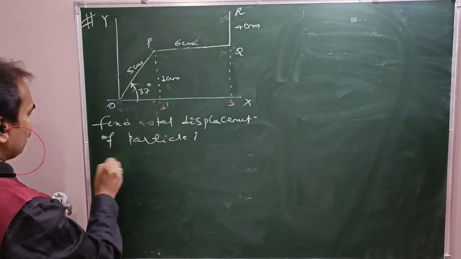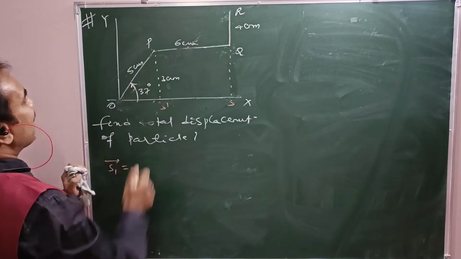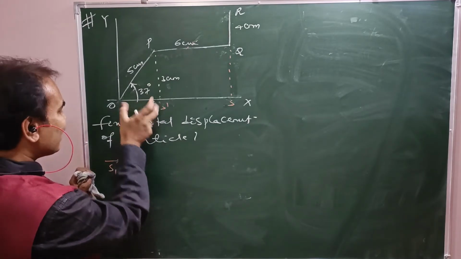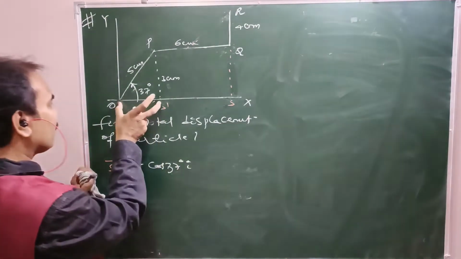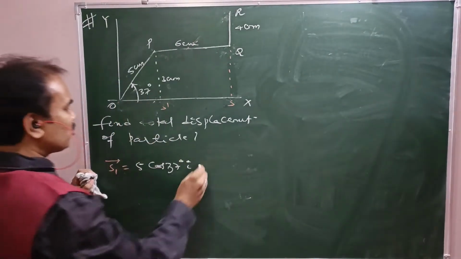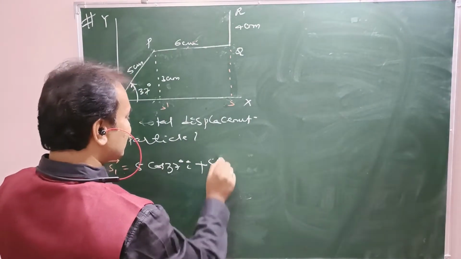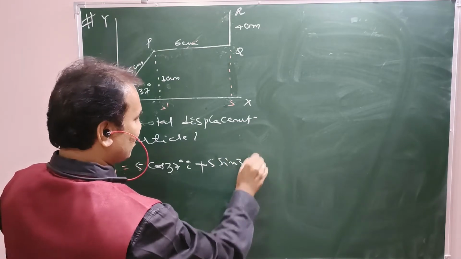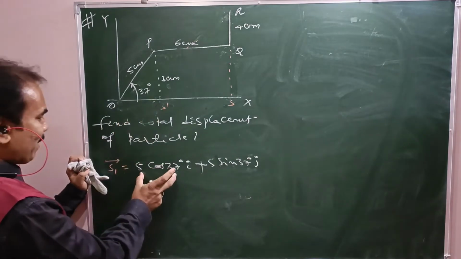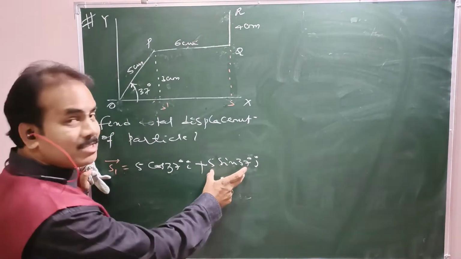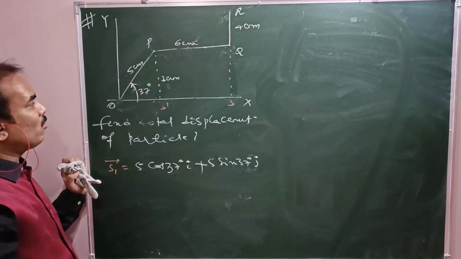So in vector notation, say this is S1 bar. S1 bar equal to 5 cos 37 into i cap plus 5 sin 37 into j cap. That is x component into i cap plus y component into j cap. What is the x component here? 5 cos 37. How to get that value?